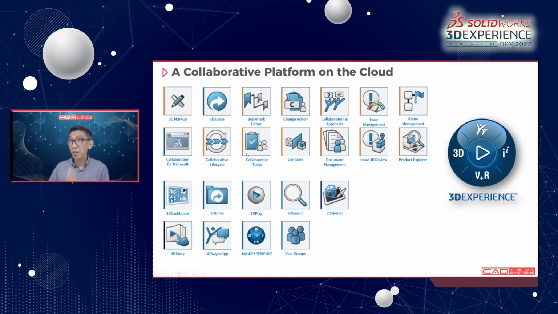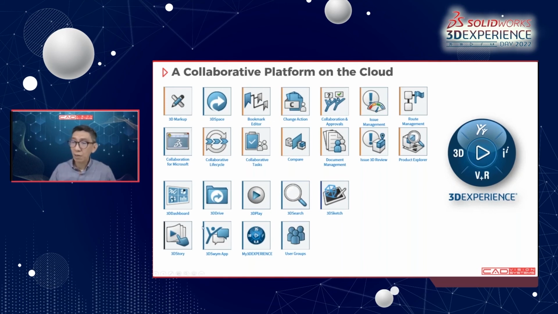Now, in terms of collaborative capability, let's dive into some of the features. There are too many of these boxes here to go through, but each of them represents an app on the platform. All right. 3D markup tool is an app. Change action is an app. That means if you have an NPI or a change order, ECO and all that, that's like an app. Collaboration for approvals and all that, it's also an app. Tracking issues related to your new product introduction or new product development. Issues will come up. Historically, people capture some of these issues and track them on an Excel spreadsheet, for example. But issue management is also available as an app.